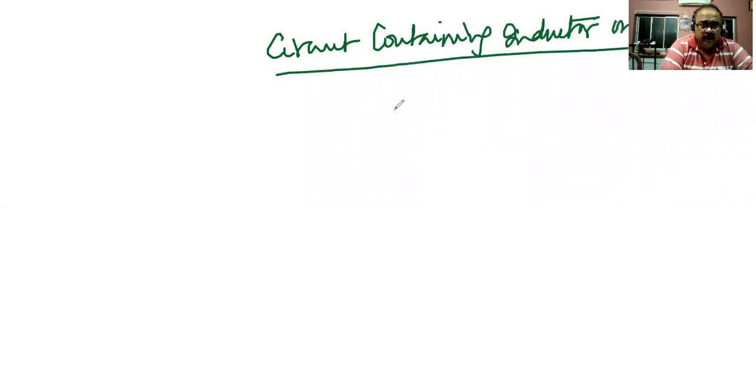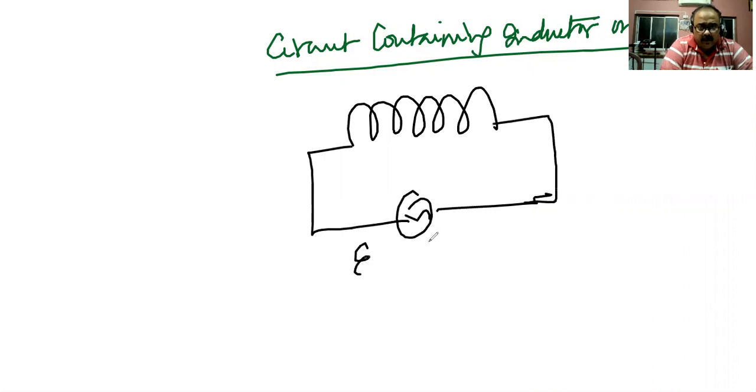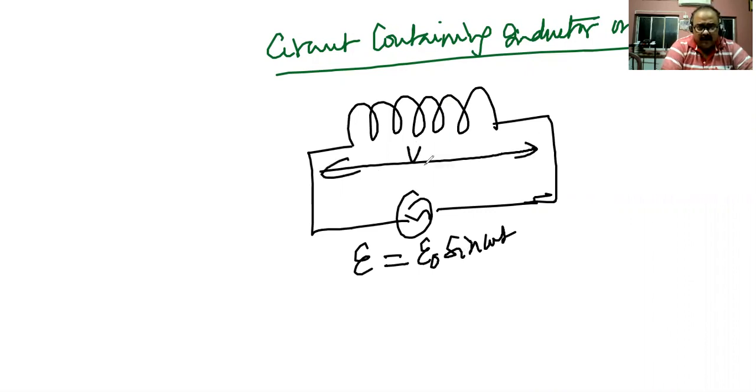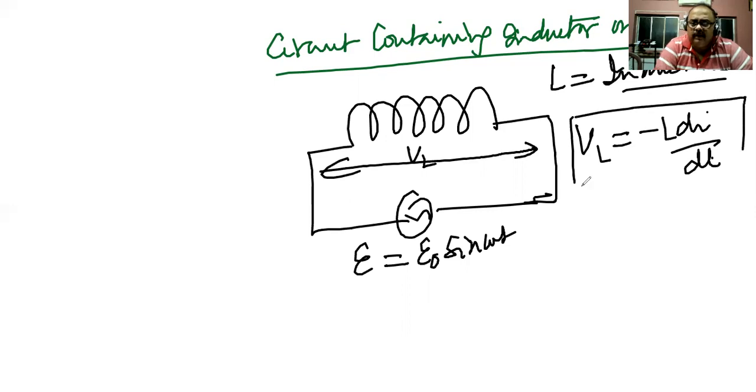Suppose this is your inductor and this inductor is connected across an alternating supply of E equals E naught sine of omega t. So this is the circuit containing inductor only. You know that over here a back EMF according to Faraday's law is always set up, and let me write it as VL, and that VL will be equal to minus L di by dt. And what is L? L is the inductance that we have already discussed before.